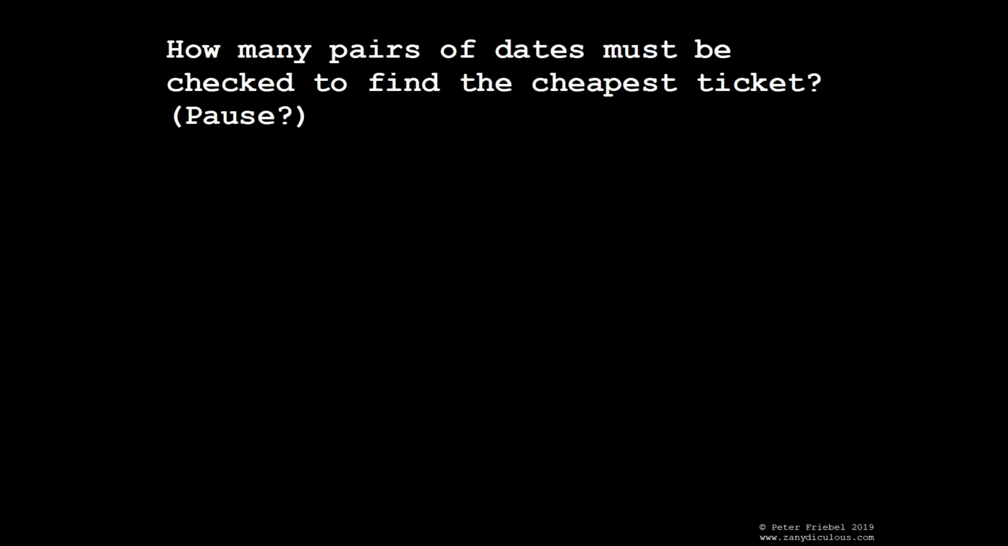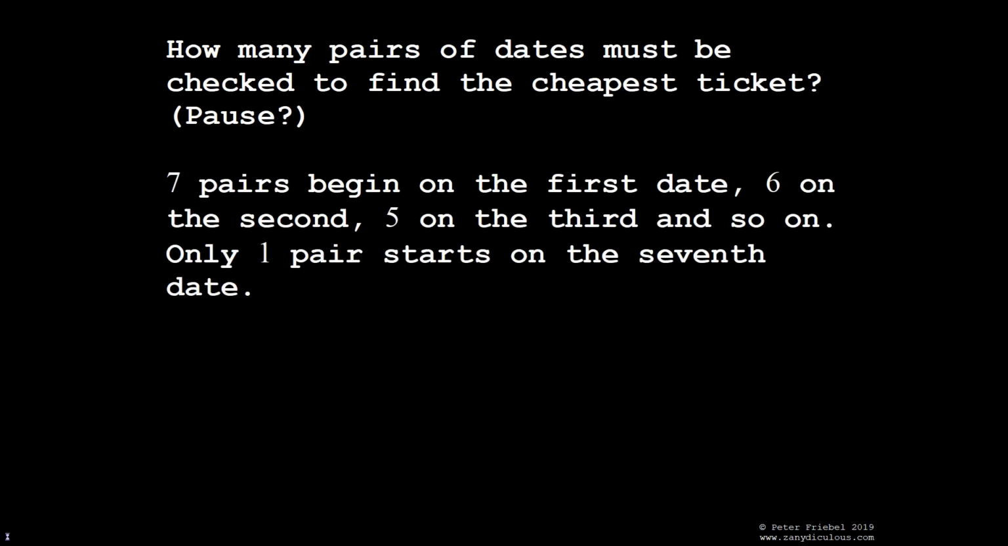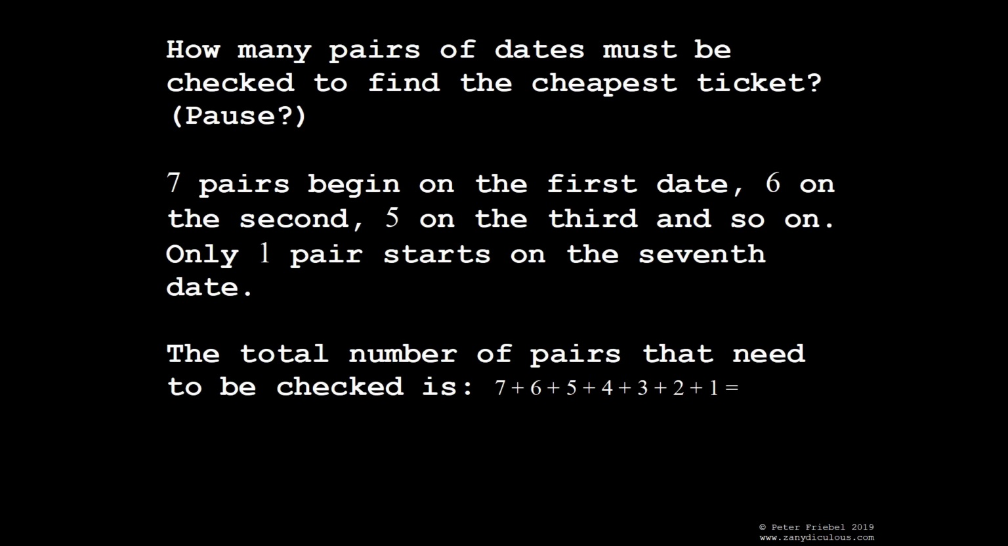How many pairs of dates must be checked to find the cheapest ticket? You may want to pause. 7 pairs begin on the first date, 6 on the second, 5 on the third, and so on. Only 1 pair starts on the 7th date. The total number of pairs that need to be checked is 7 plus 6 plus 5 plus 4 plus 3 plus 2 plus 1, which is 28.